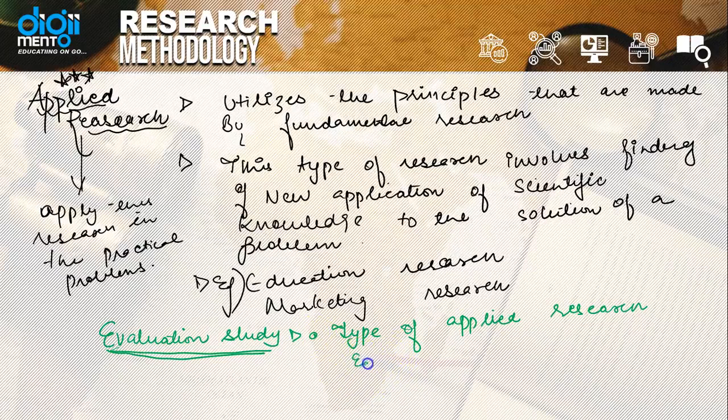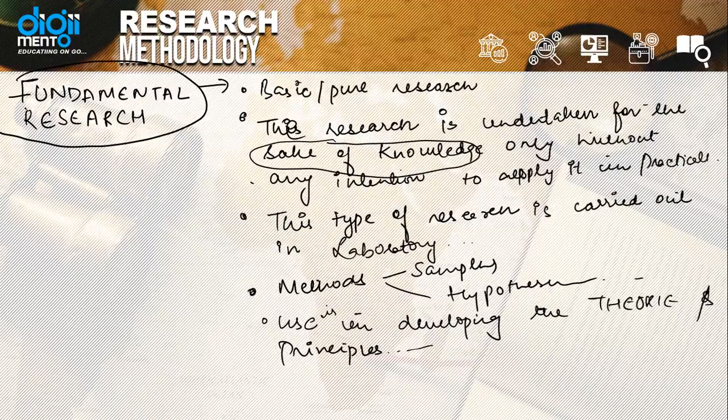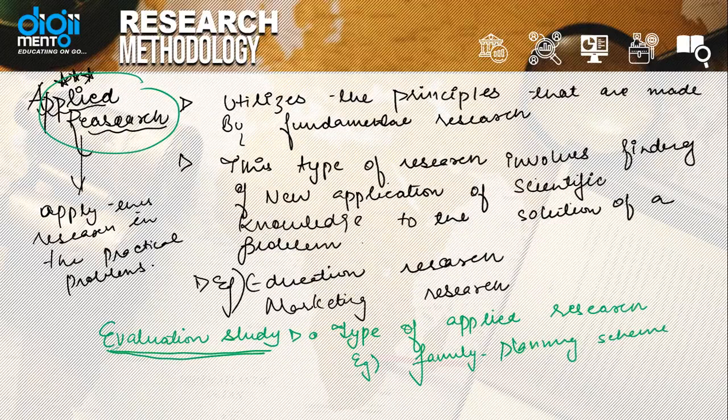So, for example, family planning scheme. It's a type of applied research because you are applying your research in real life. So it's a type of evaluation study. Okay, so the next one is, we already studied fundamental research, then we studied applied research. In the applied research we studied evaluation study, which is a type of applied research.